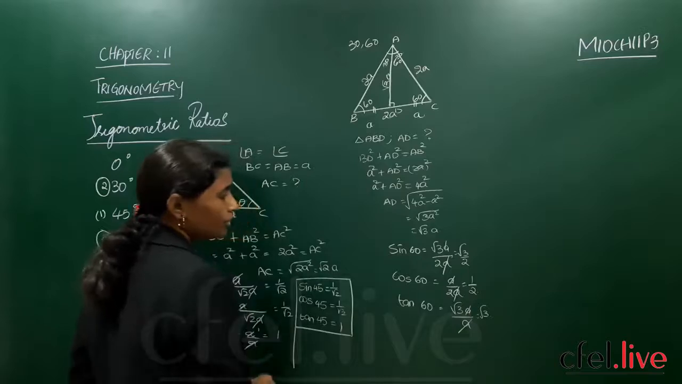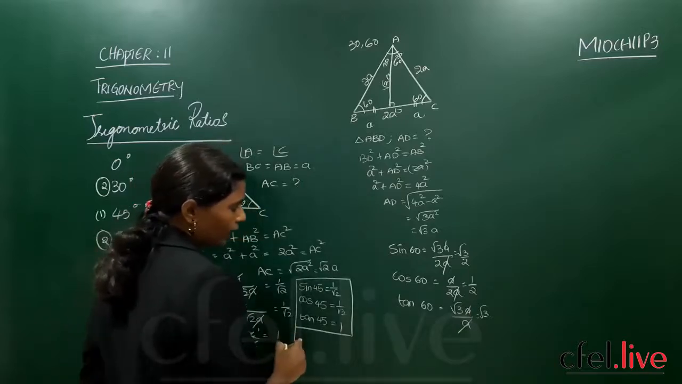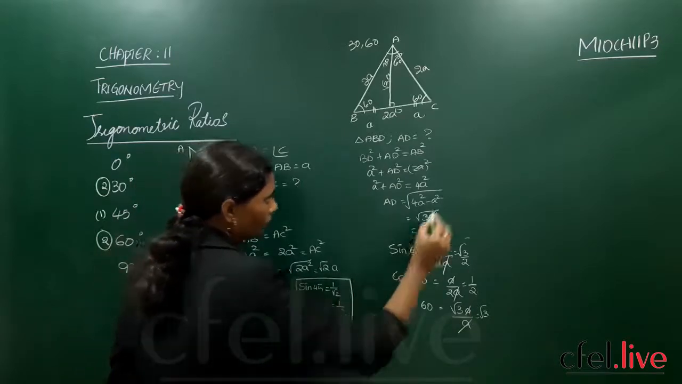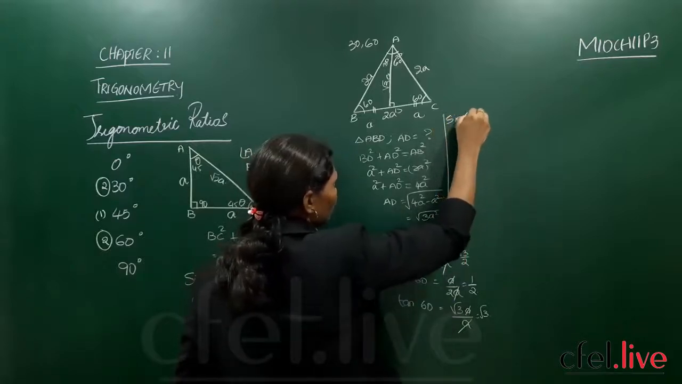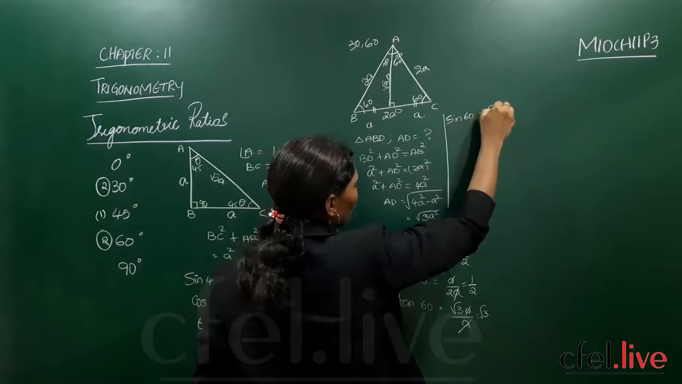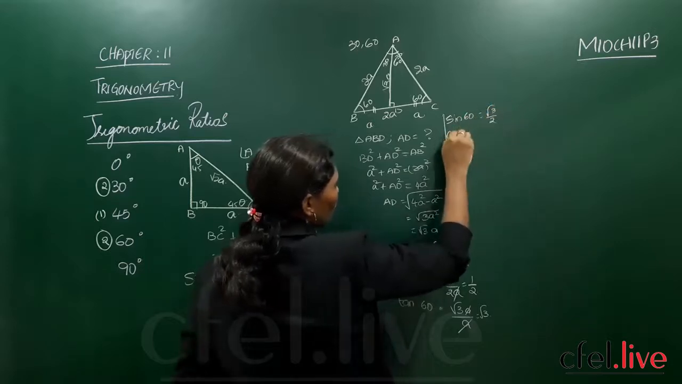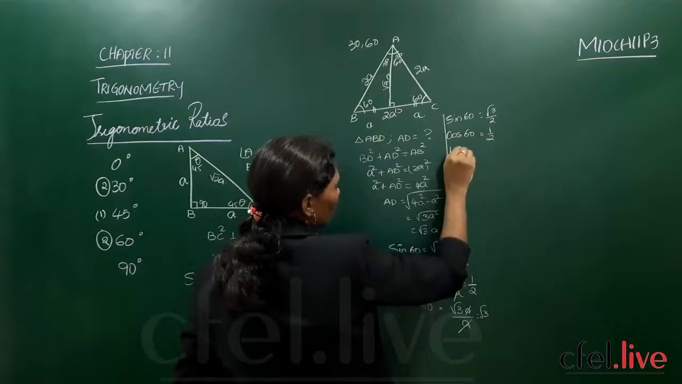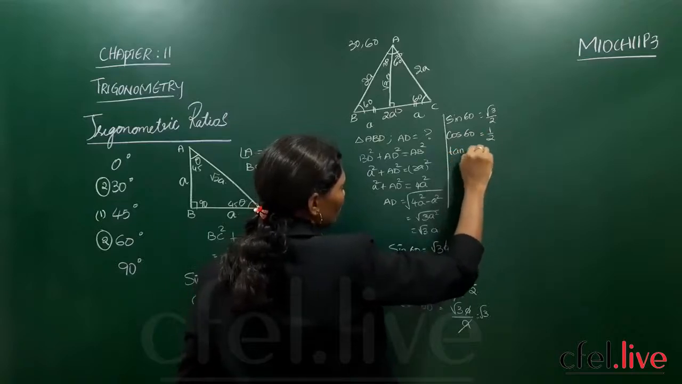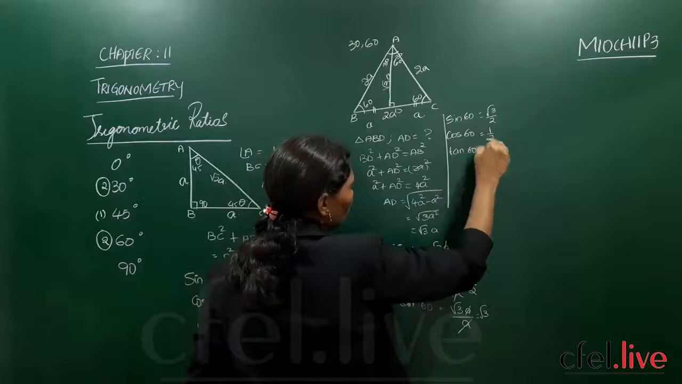So what you got for 60? For 45 we have written here. For 60, I'll write here. So sine 60 is root 3 by 2, cos 60 is 1 by 2, and tan 60 is equal to root 3.